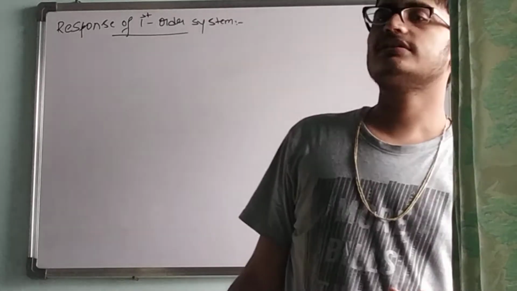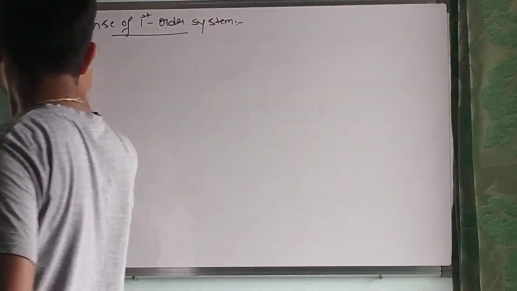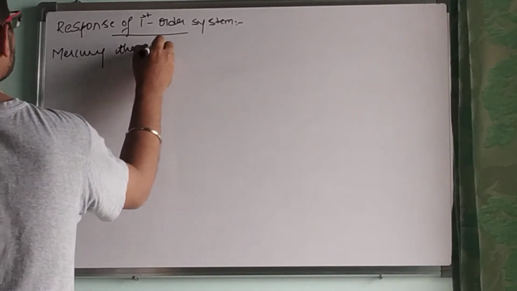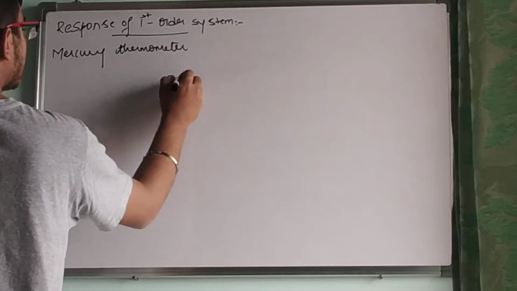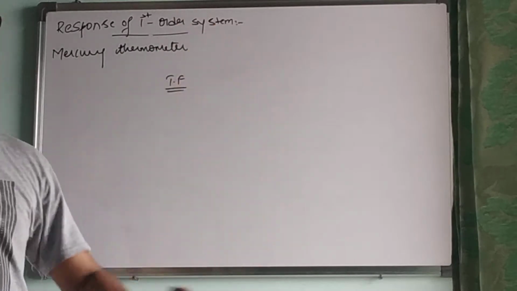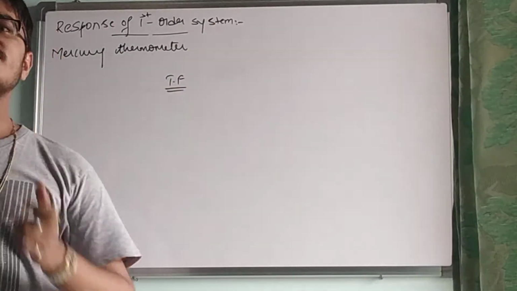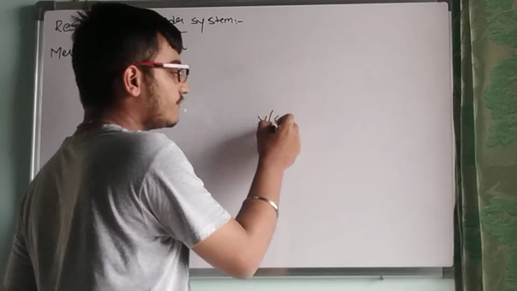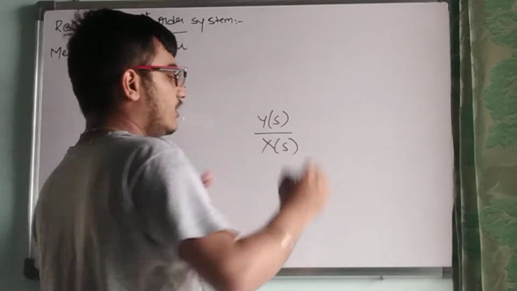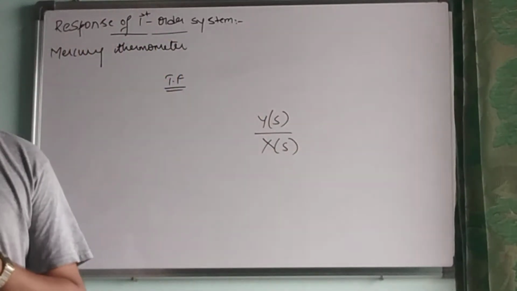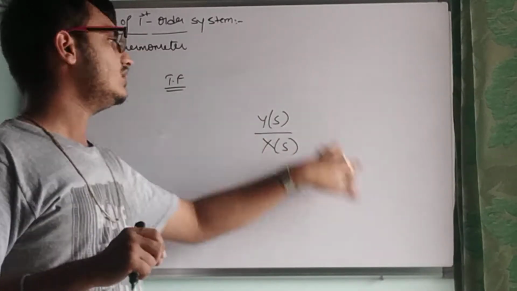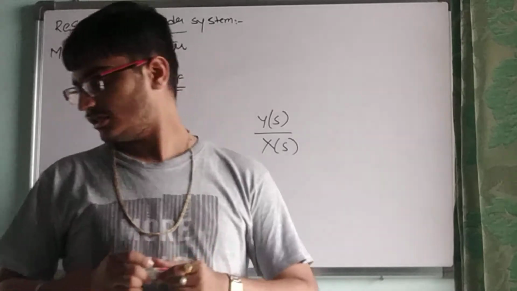Basically, we will consider the best example of a first order type, the mercury thermometer. For this mercury thermometer we will determine the transfer function. Our aim is to determine the transfer function of the first order type system. What is a transfer function? It is defined as the ratio of the output response to the input response, and this ratio is known as the transfer function.